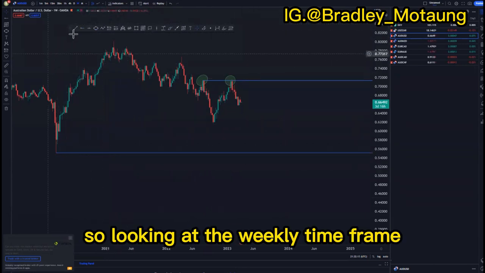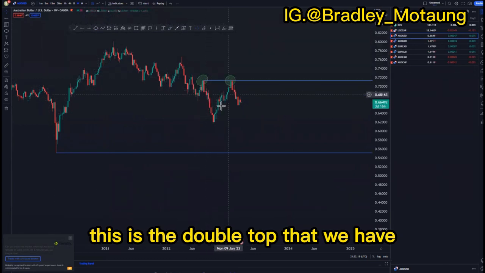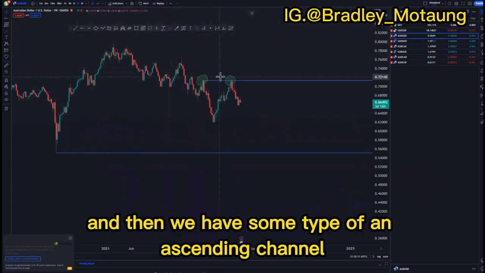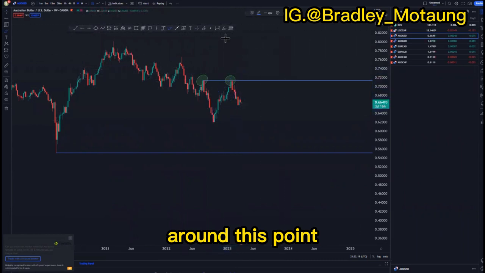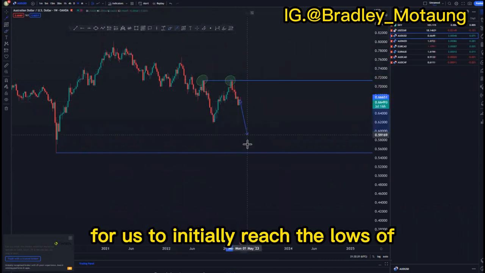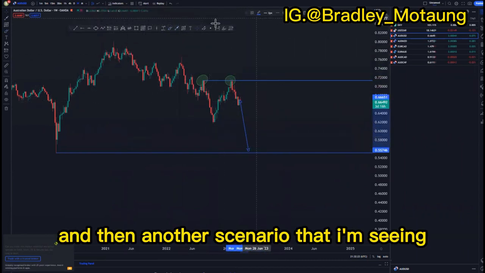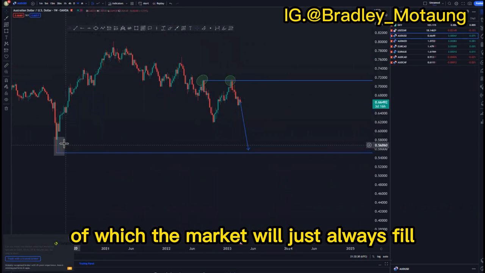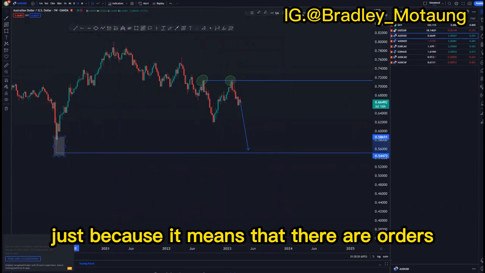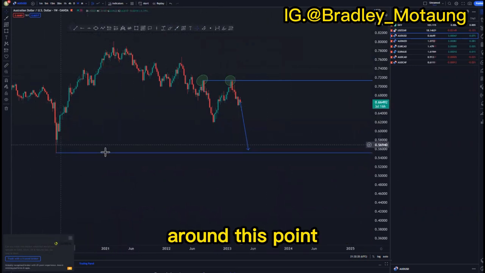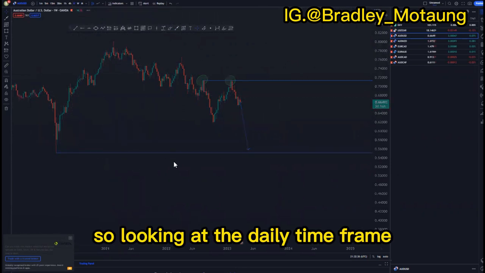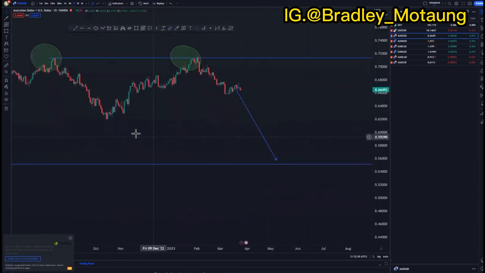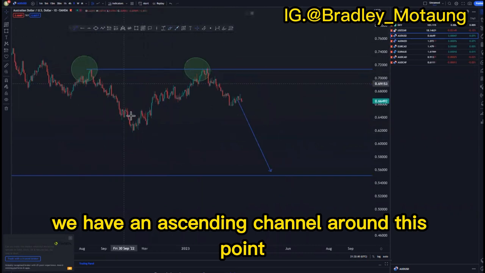So looking at the weekly time frame, this is the double top that we have. And then we have some type of an ascending channel around this point for us to initially reach the lows, which is here. And then another scenario that I'm seeing is that we have this weak creation, which the market will just always fill, just because it means that there are orders around this point. So looking at the daily time frame, we have an ascending channel around this point.